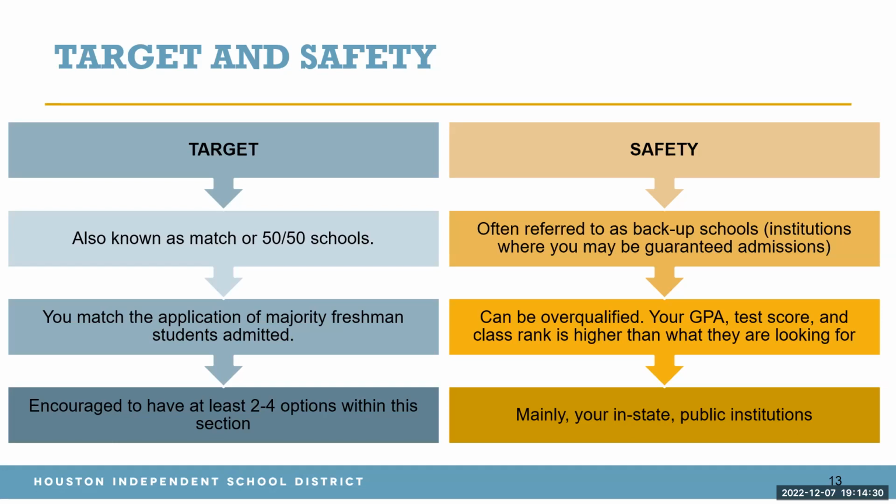And then when we look at target schools, this is kind of like in the middle. This is known as your 50-50 schools, like there's a possibility, maybe not. But for the most part, your application is matching the majority of the students who are admitted to that institution. And so target is pretty spot on. When we think of target, we think, okay, these are the schools that I'm aiming for. And although I'm not quite sure if I'll get in or not, I do think I have very high chances. And so I usually encourage students to have at least 2 to 4 of these on their college list.